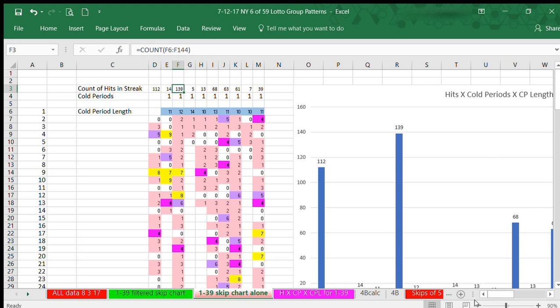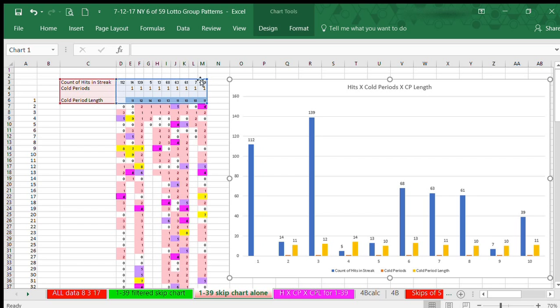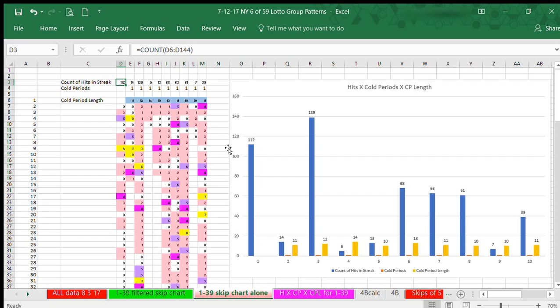Now, this graph here is hits times cold periods times cold period length. Alright, so basically it's this information here where the hit streaks here, this 112 is represented by this bar, 112, this blue bar. So these are the length of the streaks. Okay, here you had a couple of small streaks here, the 14, 5, 13, and the 7. Alright, these are the cold periods. Only one cold period. These are these little bars here. So basically one cold period and the streak continued.